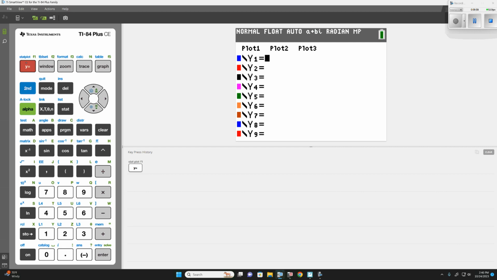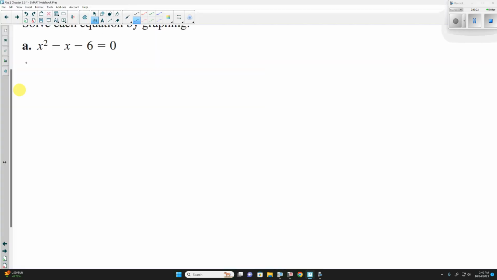So Y equals, your screen should look something like this, yes? If you do have something typed into any of the Y1 through Y9, use the up and down arrows to get to it and hit clear to clear it out. We don't want anything there. So what we want to do is type in the function itself. The function they told us we're trying to graph is x squared minus x minus 6.